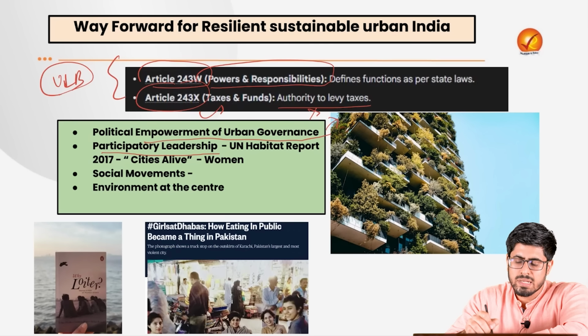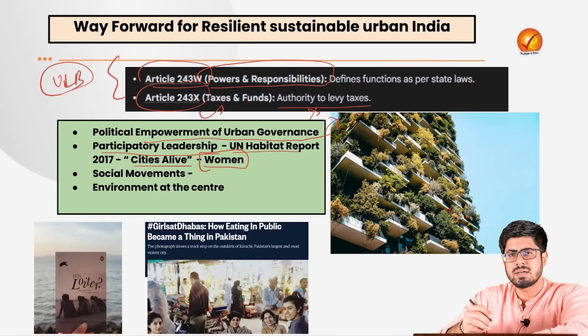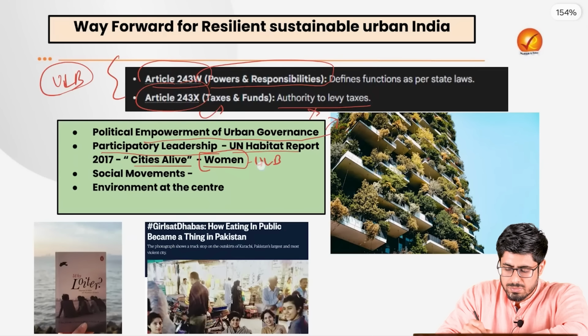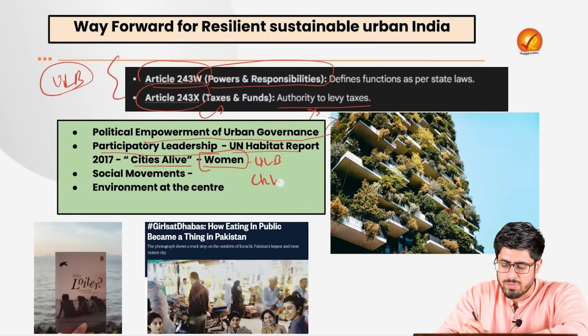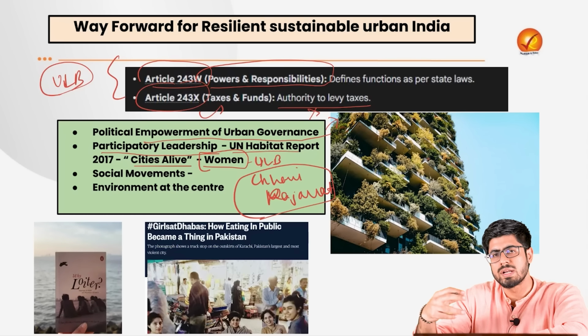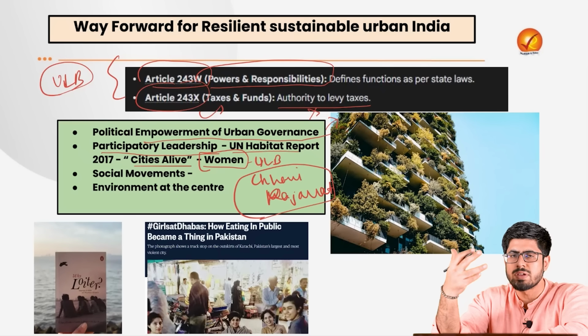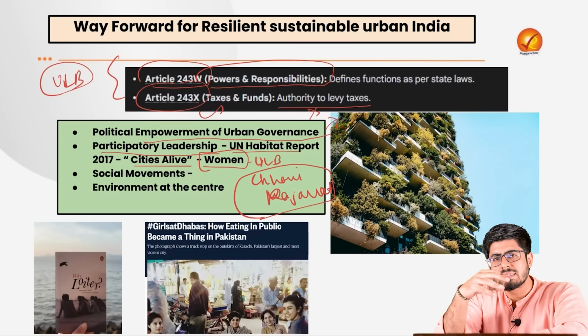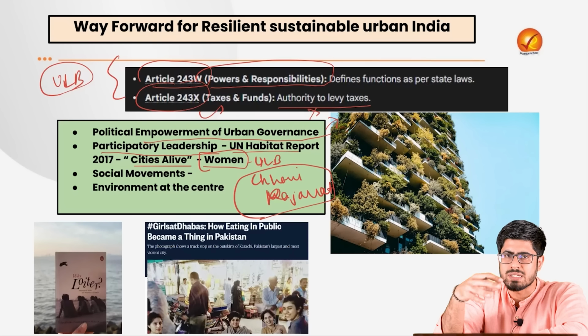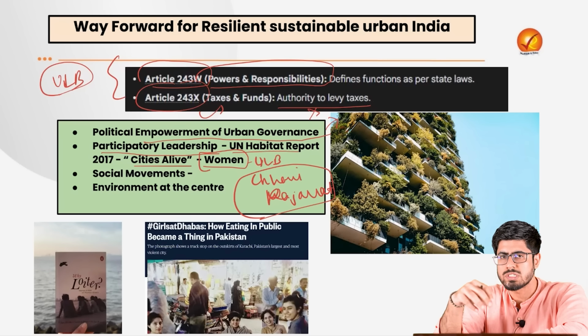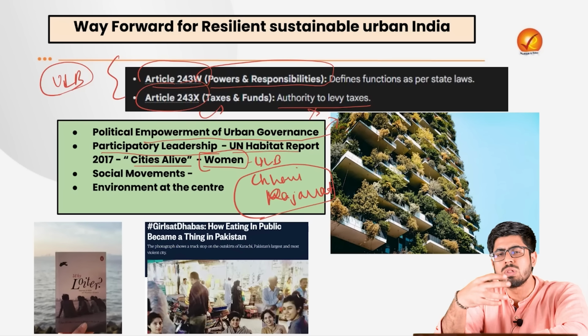Then we have participatory leadership. As per the UN Habitat report, which is known as the Cities Alive report, we need more women leaders as urban local body leaders. We have seen the example of Chhavi Rajawat, who worked wonderfully as a sarpanch of a village. When they can work so wonderfully in improving governance in rural areas, imagine what they can do in urban areas. That is the idea that we are emphasizing. And we want to make the cities inclusive of all sections, not just for the habitats, not just for the people who live, but the people who rule there.